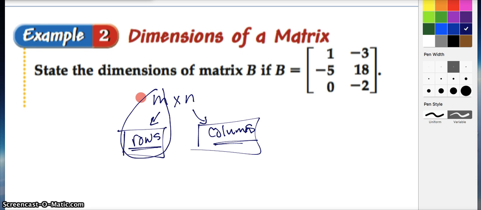Anyway, so how many rows? 1, 2, 3. We've got 3 rows and 2 columns. This is a 3 by 2 matrix.